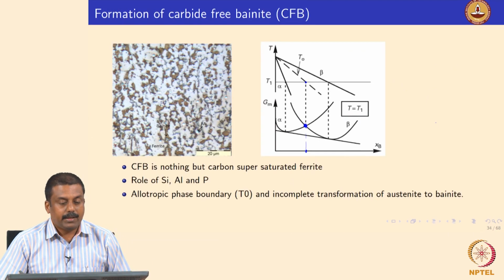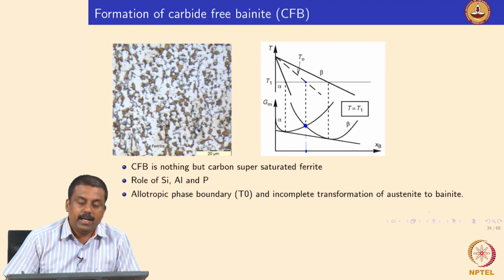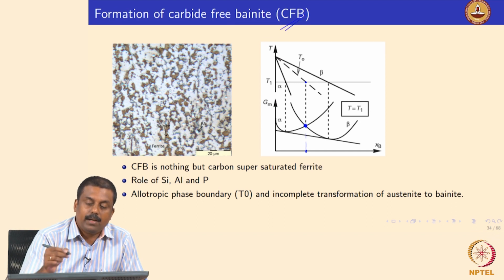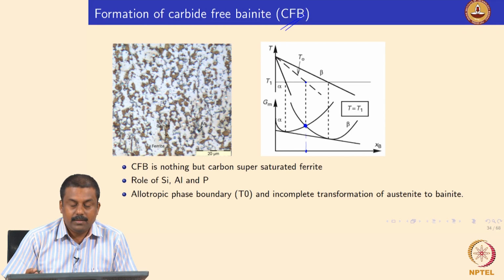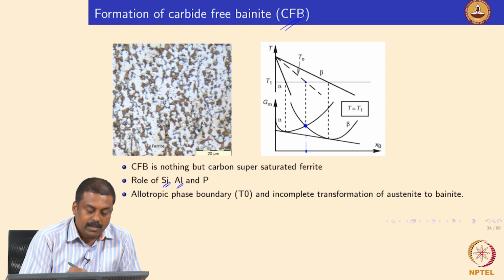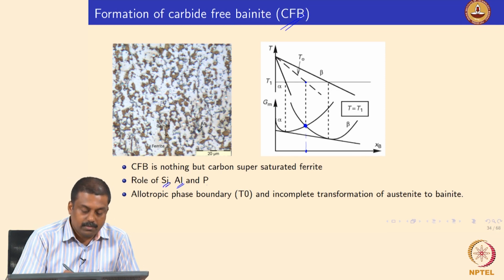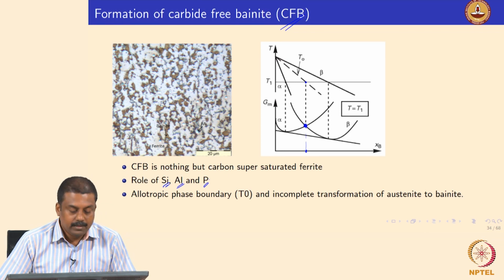To summarize, the formation of carbide-free bainite is very critical for TRIP steel microstructure. Carbide-free bainite is nothing but supersaturated ferrite, so there is no cementite. You form ferrite with slightly higher carbon concentration, and you suppress cementite. So the role of silicon, aluminum, and phosphorus is very critical, because silicon and aluminum suppress cementite formation, as well as phosphorus if you add it.